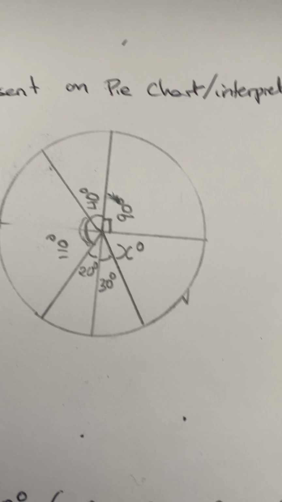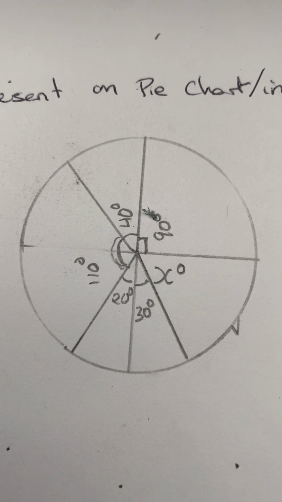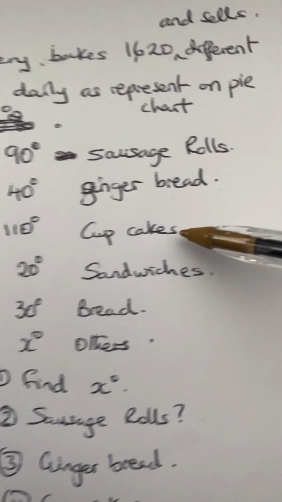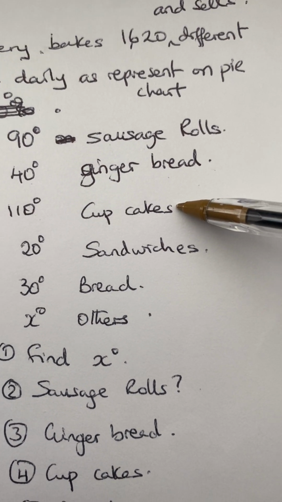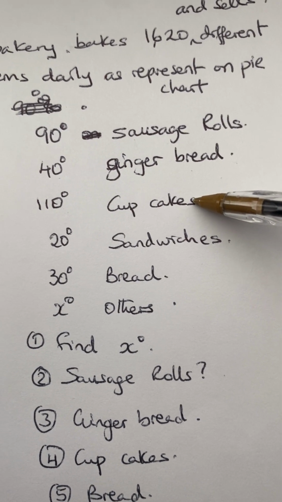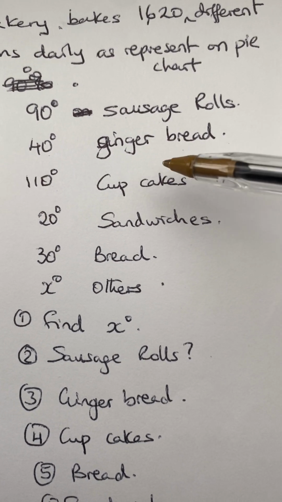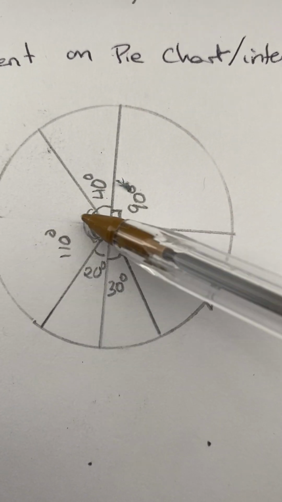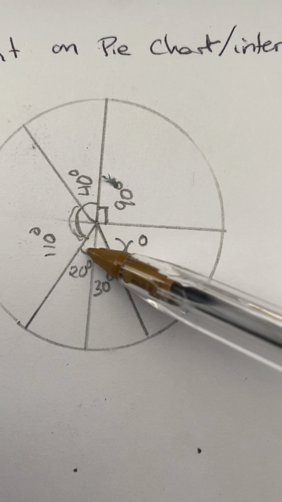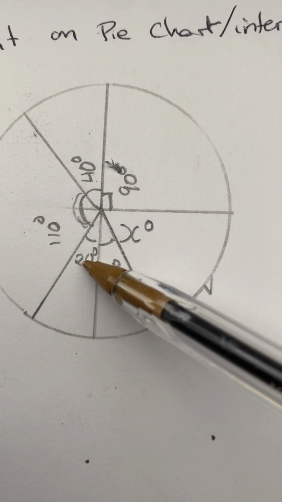Now yesterday we saw how interpreting a pie chart helps. So here, if the manager sees 110 degrees, they sell more cupcakes. So in a question they can ask you what is the mode, or what do they sell most. Depending on how they frame the question, you should be able to answer it and say that they sell more cupcakes and they sell least sandwiches, because sandwiches is 20 degrees.